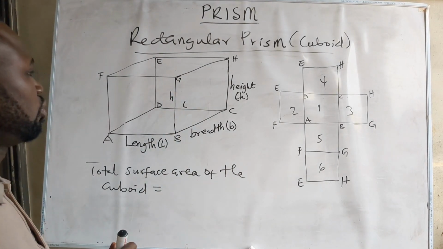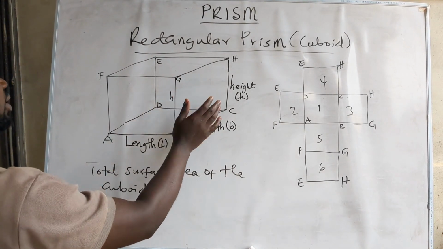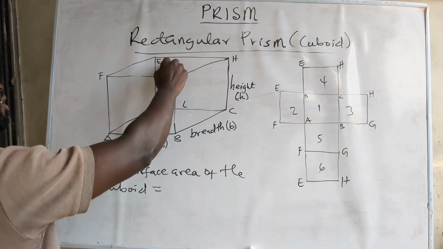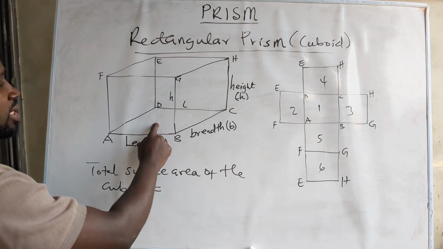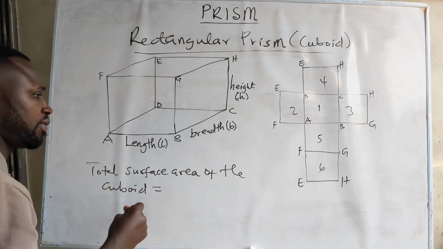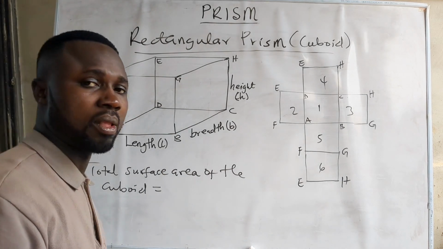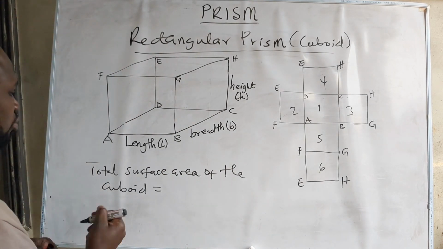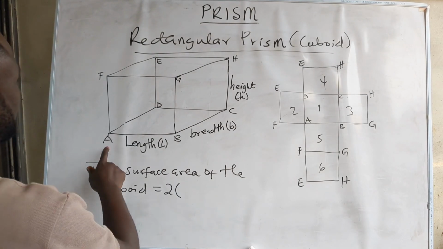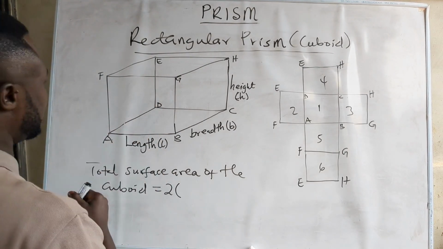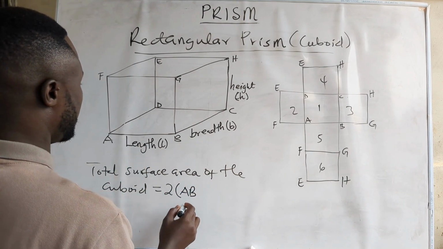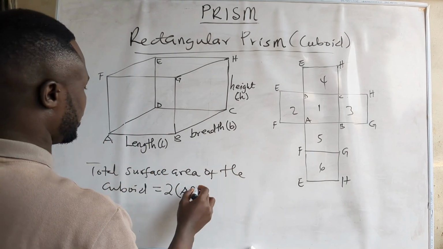So we should note that this face is the same as this face, and the face here is also the same as the face here. And the face at the top is also the same as the face at the down. So we look at the faces that are the same, and we multiply by 2. So 2 by the face of ABFG. AB what? Rectangle ABFG.